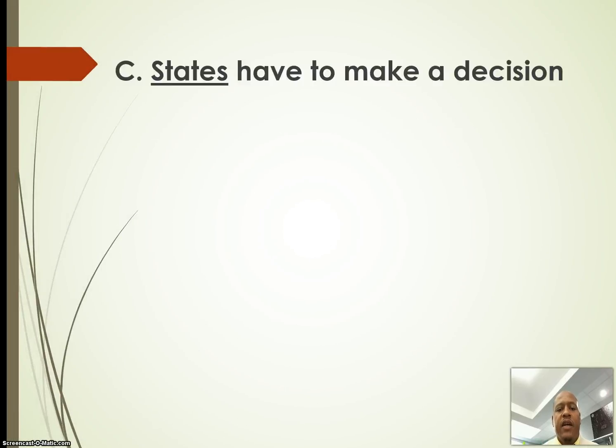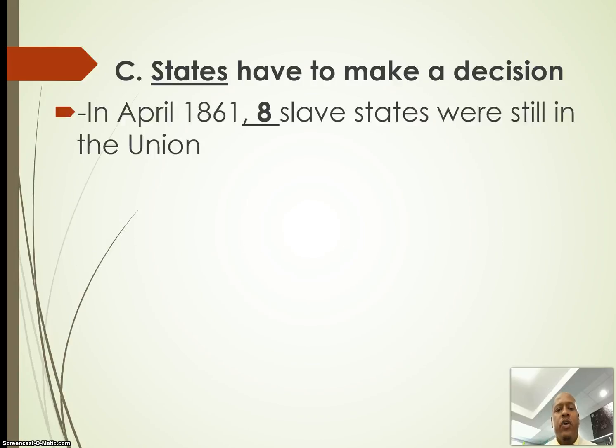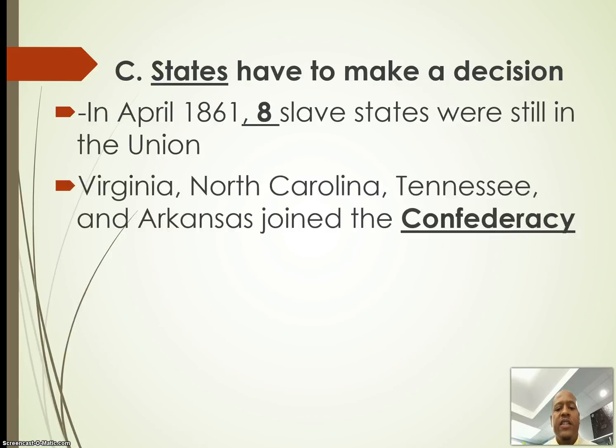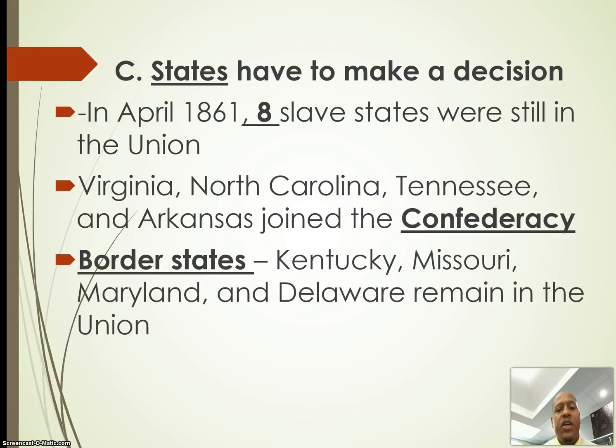Let's look at the decisions that the states had to make, all right? So in 1861, you have 8 slave states that were still a part of the Union. Several had broken away. You have Virginia, North Carolina, Tennessee, and Arkansas, all of which had already broken away and joined the Confederacy. But you had something called border states.